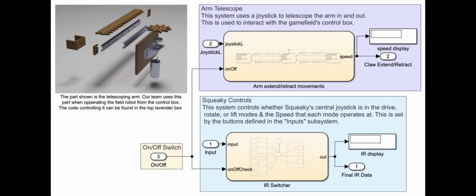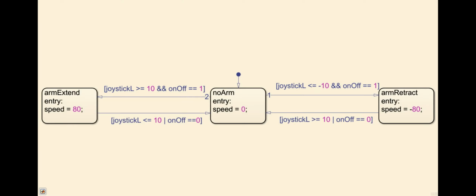Our squeaky mode subsystem contains 2 subsystems, arm telescope and IR switcher. We begin in the arm telescope subsystem. In this mode, our arm extends when the left joystick's output a value above 10 and retracts when the value is below -10. Our program has included deadbands in both squeaky and field modes to ensure a proper deadband no matter what mode is active.